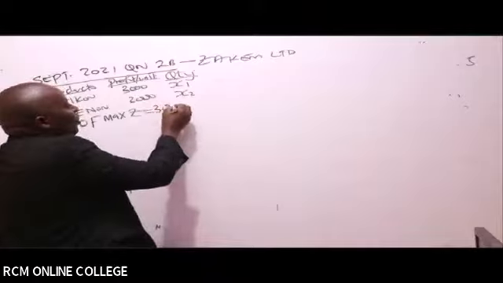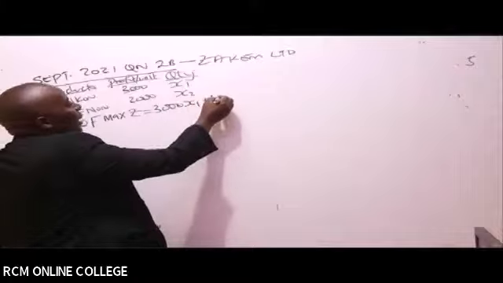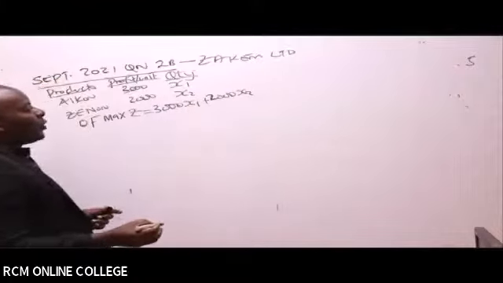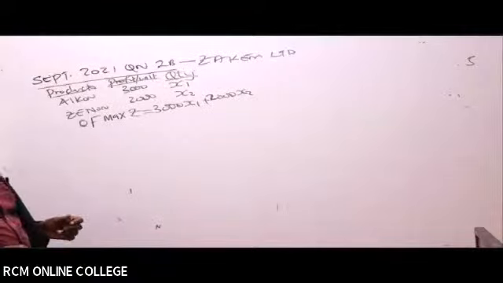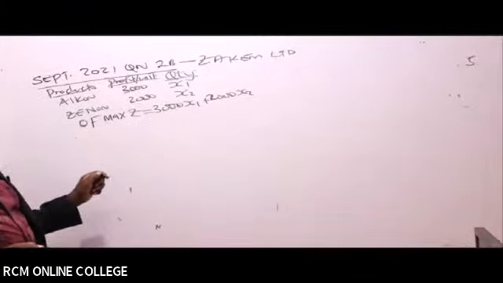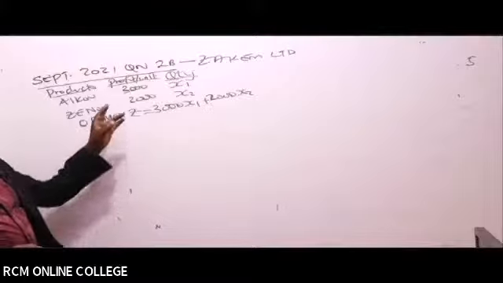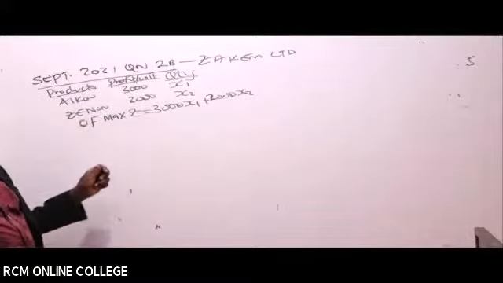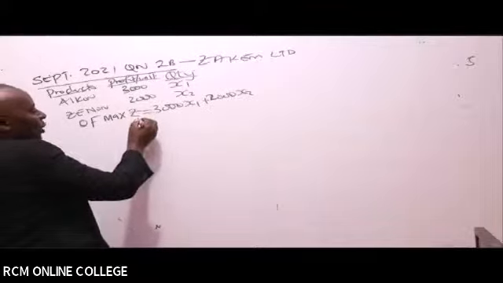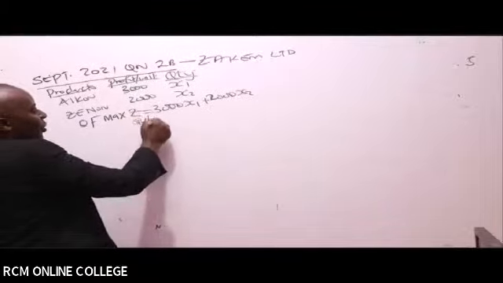So the objective function will be 3,000 X1 plus 2,000 X2, like that. 3,000 X1 plus 2,000 X2. So that is the objective function, to maximize Z, which is total profit. Remember, what is given here is profit per unit. Then we come and write our constraints. We write our constraints here. So we have subject to.